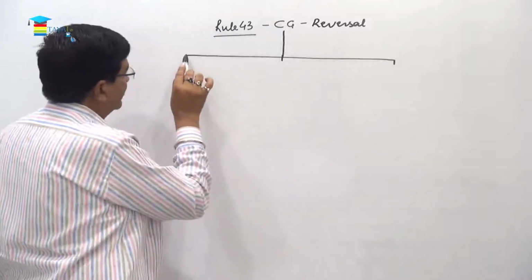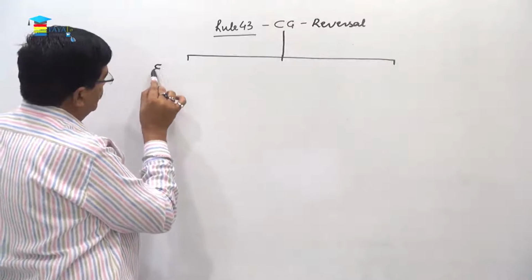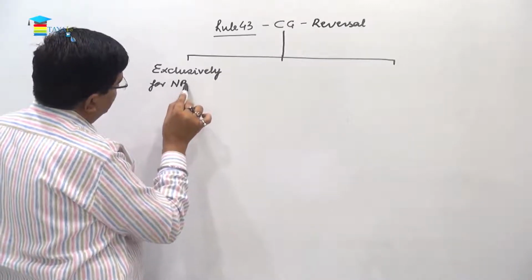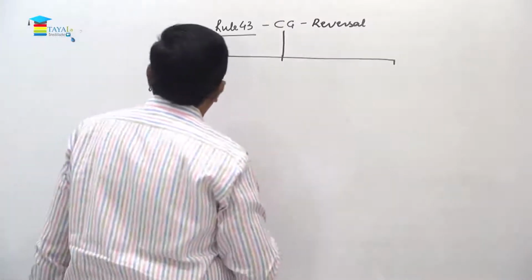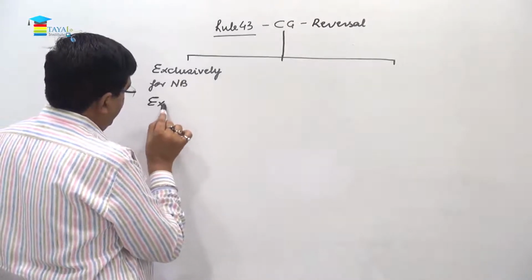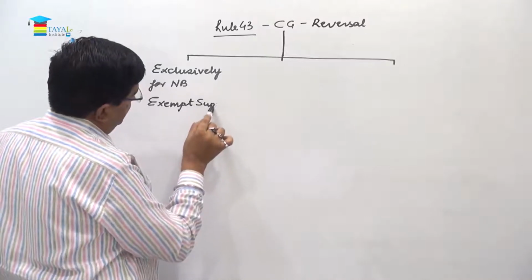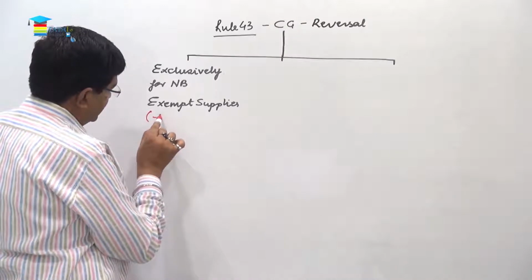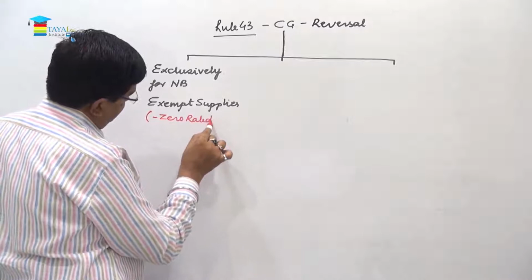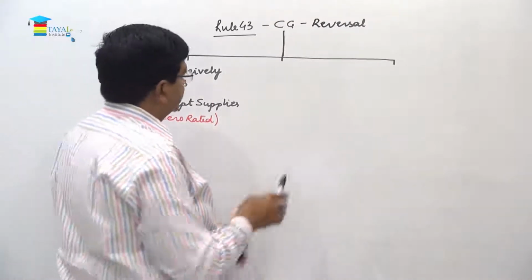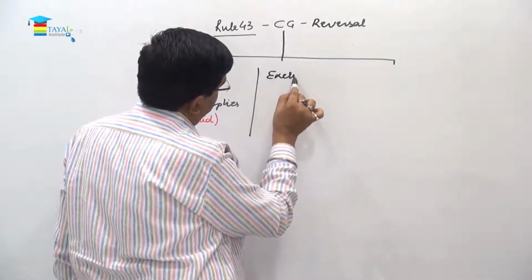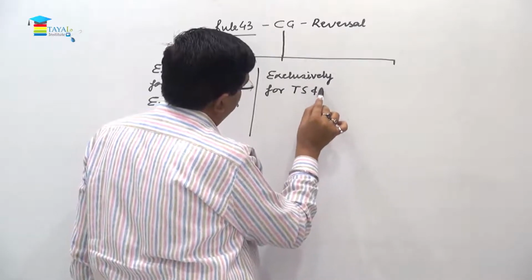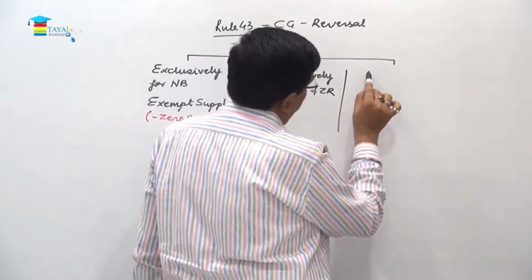those can be used in three ways. That can be used exclusively for non-business purposes. That can be used for exempt supplies, but exempt supplies here does not include zero rated. Or those can be used exclusively for taxable supplies and zero rated supplies, or those can be used as common.